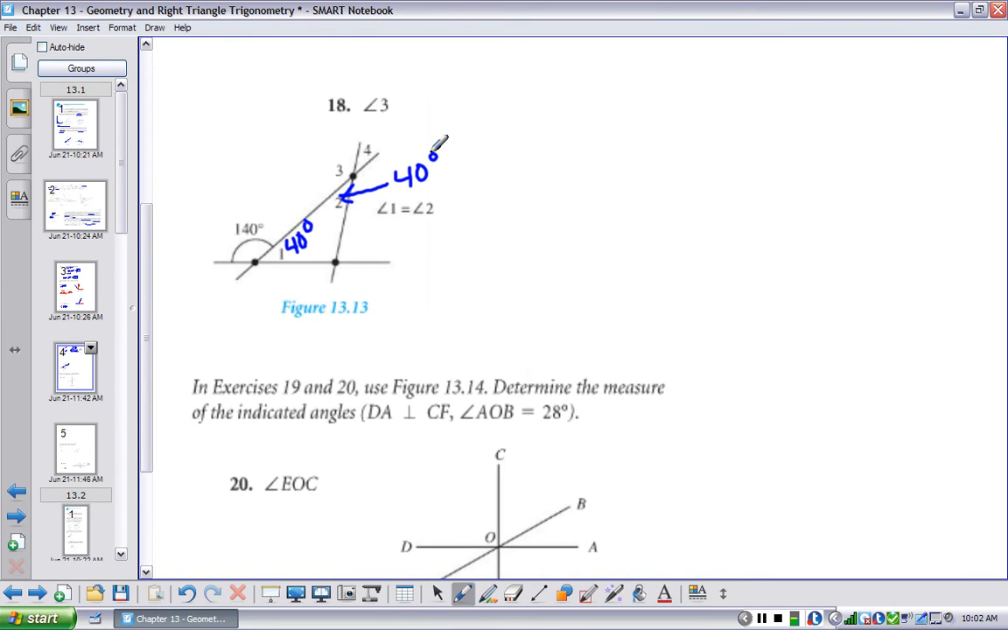Okay? So they want us to find angle 3. Well, angle 2 and angle 3 looks like it's going to make a straight line. So again, the sum is 180. So this angle is 140 degrees.